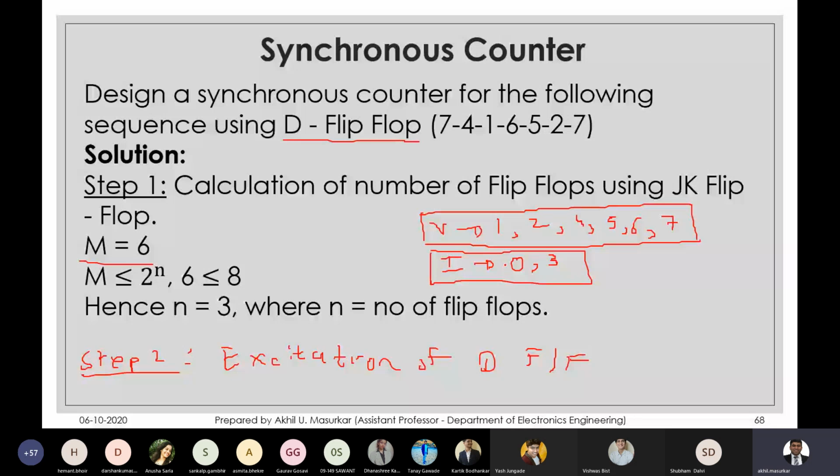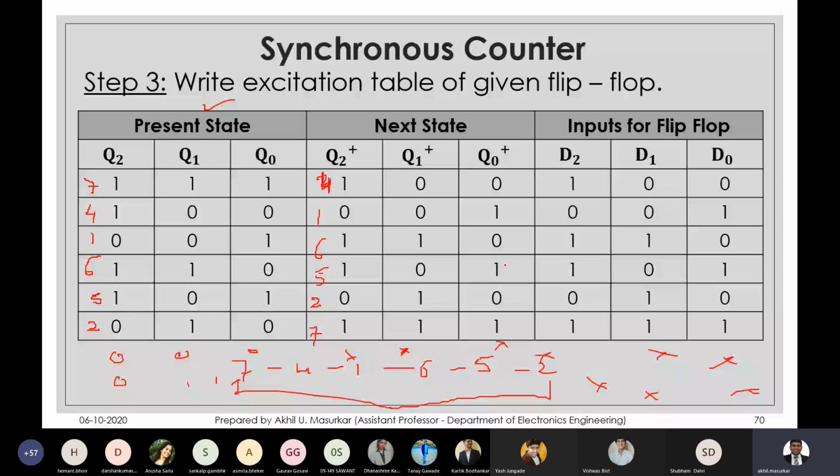Okay, so I'm showing you the excitation table. We have only 5 minutes remaining. Now you can calculate D2, D1 and D0. So you start calculating it. In the meantime, I will just load the circuit.